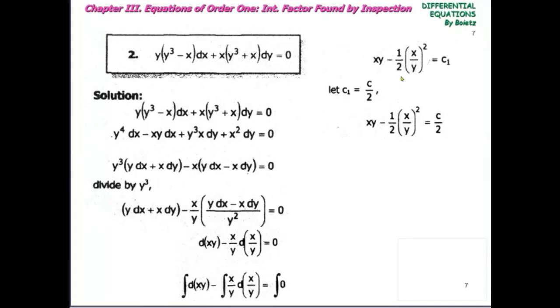Pwede na ito yung final answer mo. But again, we can still simplify this one. Let c1 equals c over 2. Sinubstitute lang. Then multiplied by 2y squared. So this will become 2xy cubed. Then this one is x squared minus x squared. Wala na yung 2y squared. Then this one is cy squared. Wala na yung 2. Then we can factor out x here. X, then 2y cubed minus x is equal to cy squared. So that is the answer in the book. But ulitin ko dito, okay na ito. Ito na yung final answer. Okay.